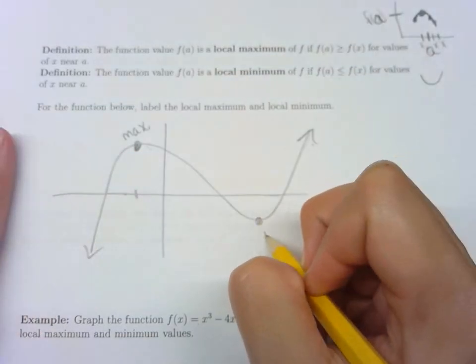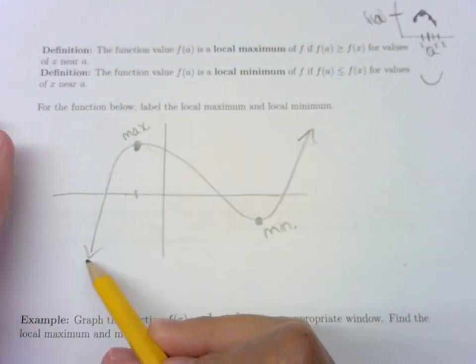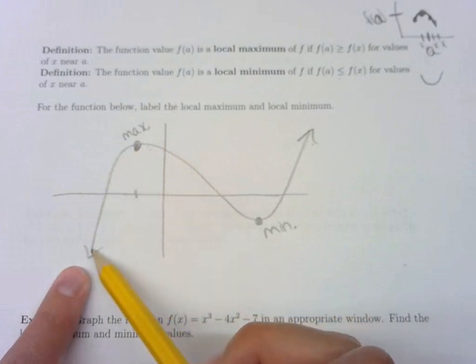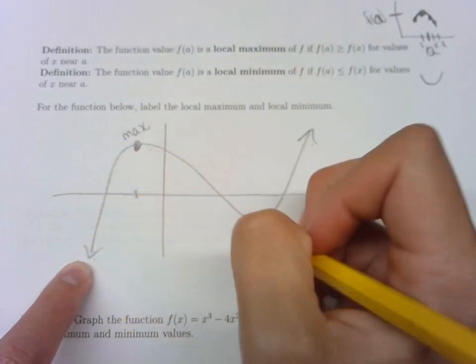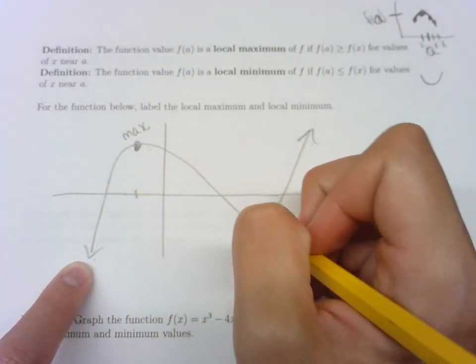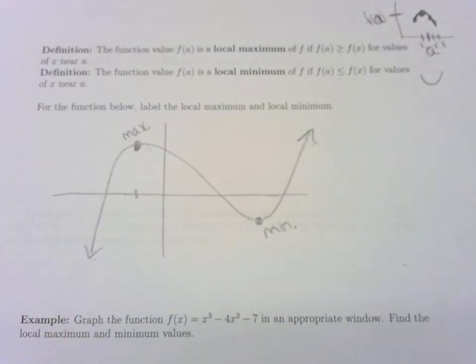This would be a local minimum. Again, it's not the absolute minimum. You can see it's still lower here. But all these points around it are higher than that, so that would be a local minimum.